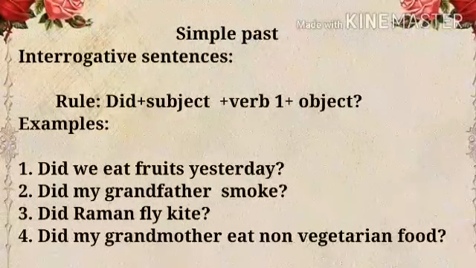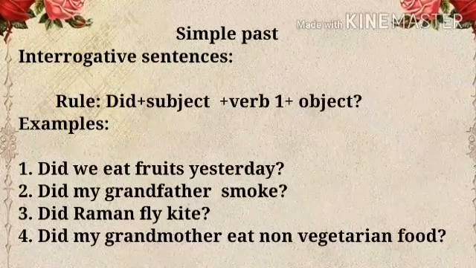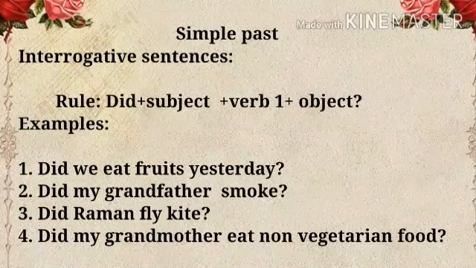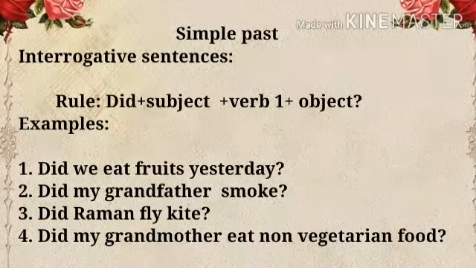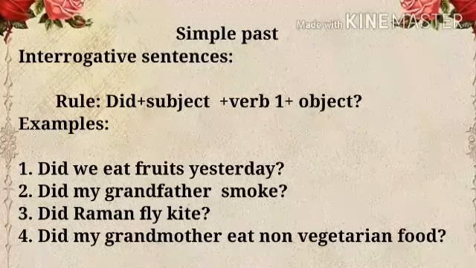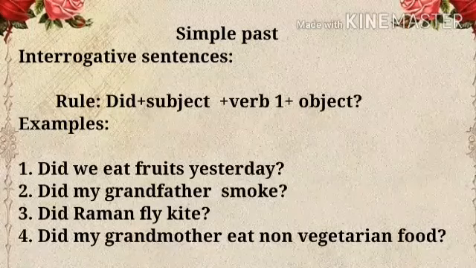Now let's take interrogative sentences. Interrogative sentences are those sentences where we ask questions. So the rule of this is did plus subject plus first form of verb plus object. For example, did we eat fruits yesterday? Did my grandfather smoke? Did Raman fly kite? Did my grandmother eat non-vegetarian food?